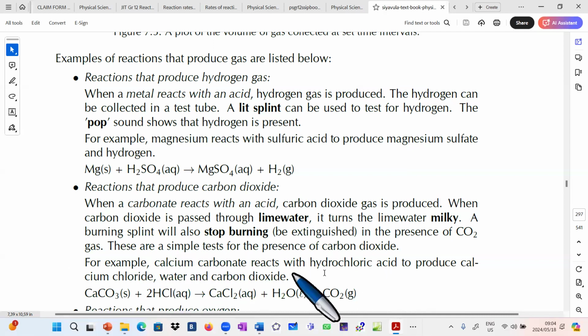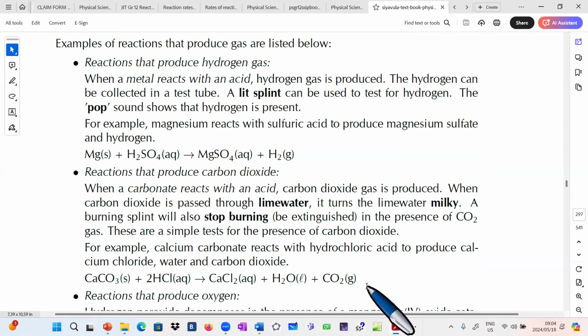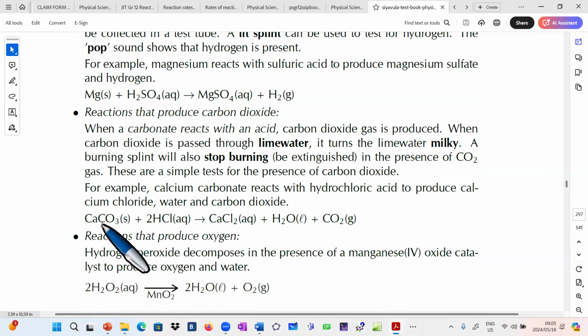For example, calcium carbonate reacts with hydrochloric acid to produce calcium chloride, water, and carbon dioxide. So if you take calcium carbonate with hydrochloric acid, what you get is calcium chloride, water, and carbon dioxide. Why are we writing this chemical equation? This is an example of a reaction that produces carbon dioxide. We looked at a reaction that produces hydrogen gas, and this one produces carbon dioxide gas.